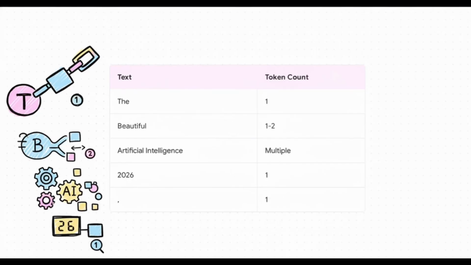And honestly, this right here is the biggest misconception out there. One word does not always equal one token. Like the word "the" might be one token, but "beautiful," that actually splits into two. A longer phrase like artificial intelligence is multiple tokens. Even a number like 2026 or just a simple comma counts as a token. Yeah, you are literally paying for AI to read your punctuation.